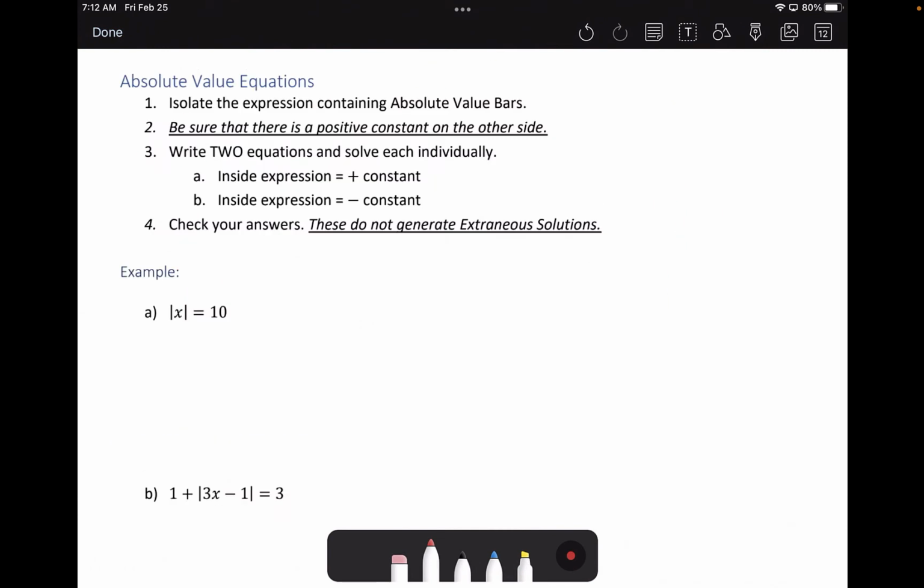Absolute value equations. 1. Isolate the expression containing absolute value bars. 2. Be sure that there is a positive constant on the other side. 3. Write 2 equations and solve each individually. The inside expression equals a positive constant and the inside expression equals a negative constant. Step 4, check your answers. But these will not generate extraneous solutions. It's just a good idea to check.